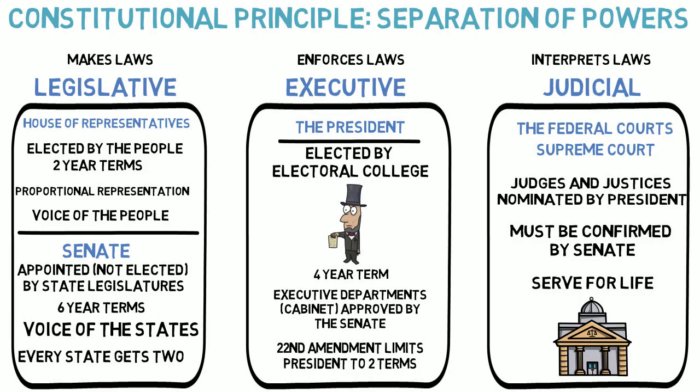Life terms for federal judges and justices are part of the system of checks and balances that maintains a balance of power among the 3 branches, which we will discuss in further detail during the next video lecture.